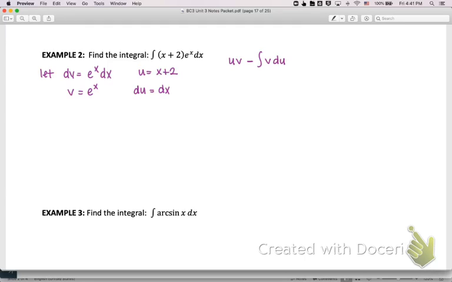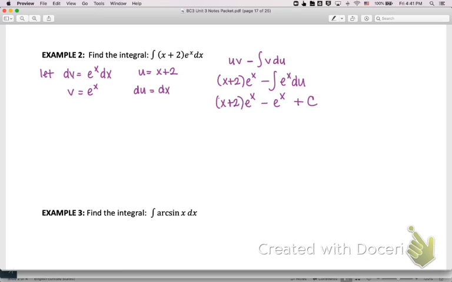All right, so u times v is going to be x plus 2 times e to the x, minus the integral of v, which is e to the x, du, which is e to the x. And so we get x plus 2 e to the x minus e to the x plus c. And that would be fine, or we can distribute and combine like terms. That would also be fine. But that's the general idea.